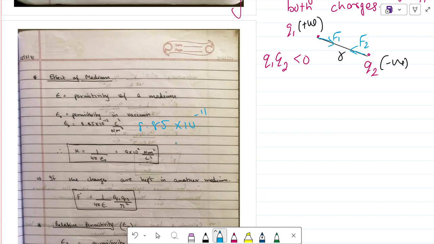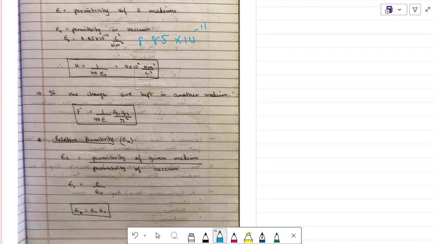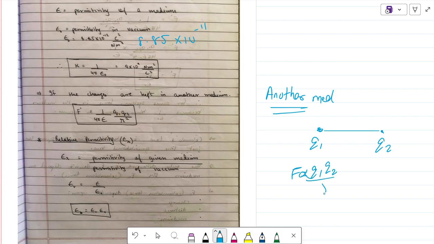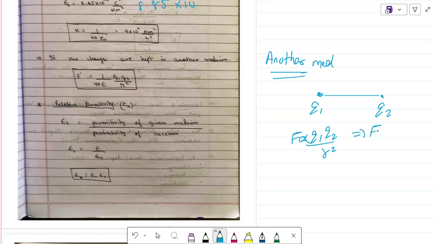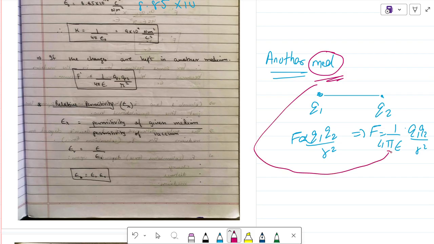Okay. Now, what happens if the charges are not kept in vacuum? So if the charges are kept in another medium except vacuum, the proportionality says as it is. Okay, so the proportionality Q1 Q2 by R square stays as it is. What changes? When you remove the proportionality sign, now the constant is still the permittivity, but not the permittivity of vacuum. यहाँ पे हमें जिस मीडियम में इसको रखा गया है, पूरे सिस्टम को, उस मीडियम की परमिटिविटी हमें यूज करनी है.